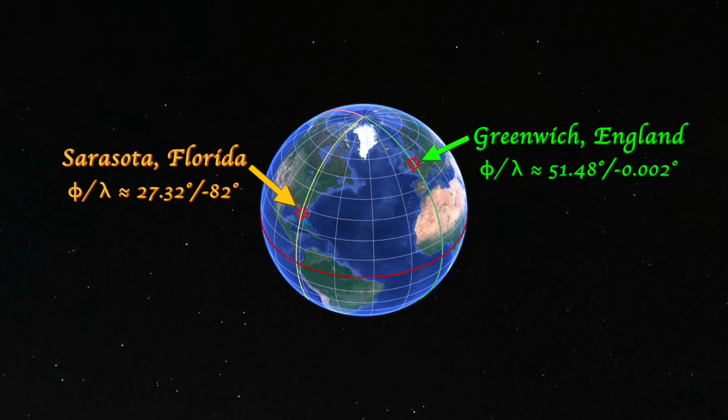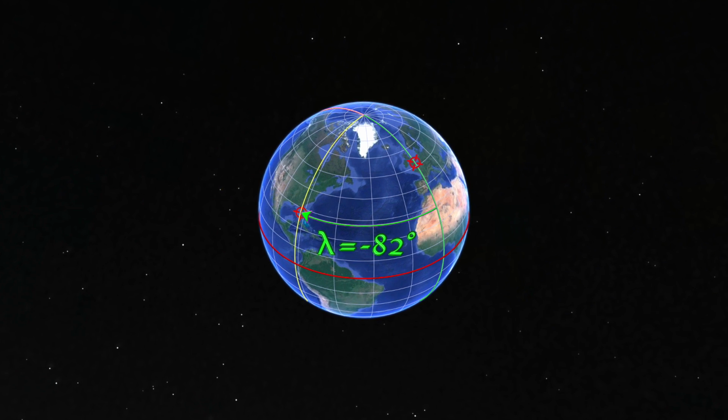Next, let's suppose that there is an observer located in Sarasota, Florida, with a latitude of 27.32 degrees north and a longitude of 82 degrees west. Since the longitude of this location is in the Western Hemisphere, it is designated as negative.